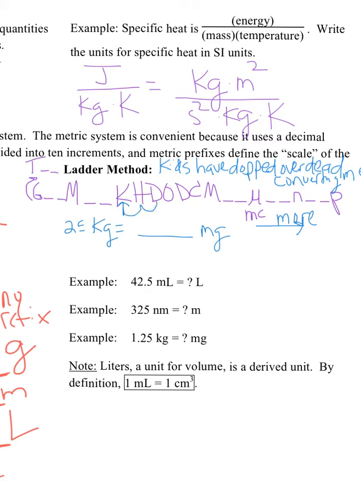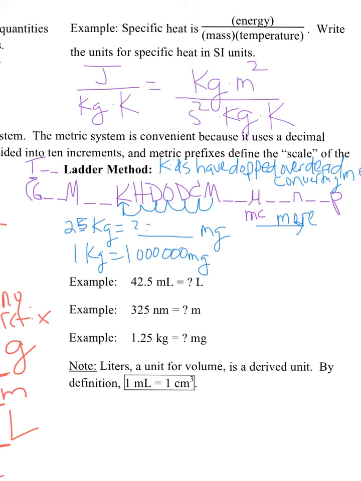This is 10, 100, so 1, 2, 3, 4, 5, 6 decimal places, right? So 10, 100, 1,000, 10,000, 100,000, 1 million. There are 1 million milligrams in 1 kilogram. 1 kilogram equals 1 million milligrams. So 25 kilograms is going to be 25 million milligrams.